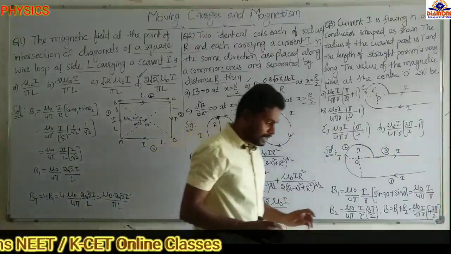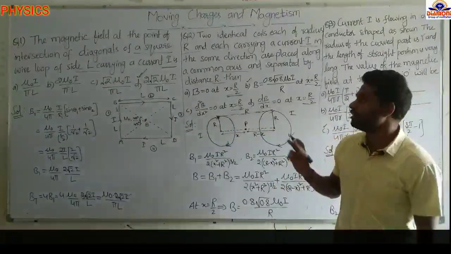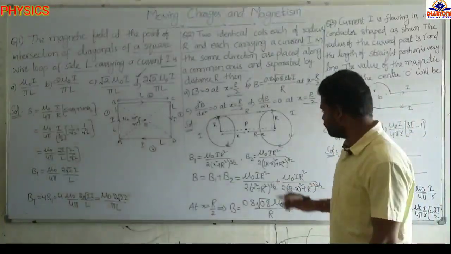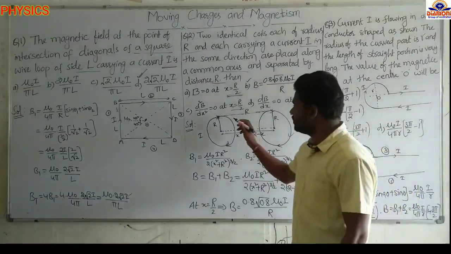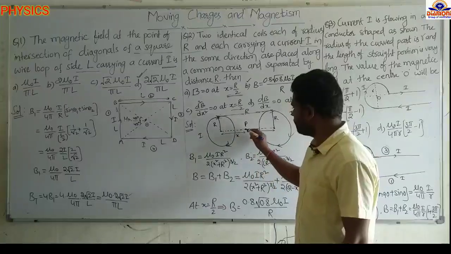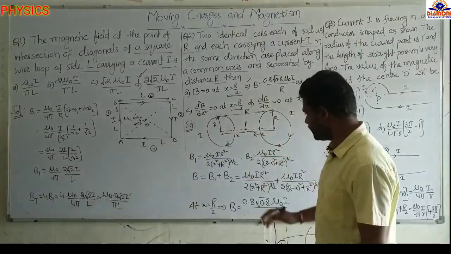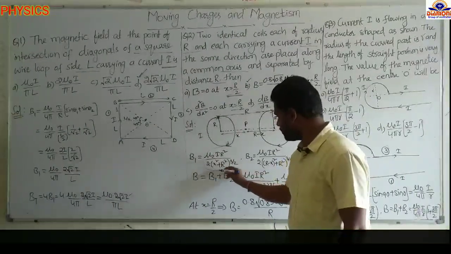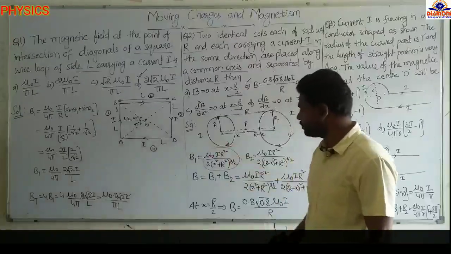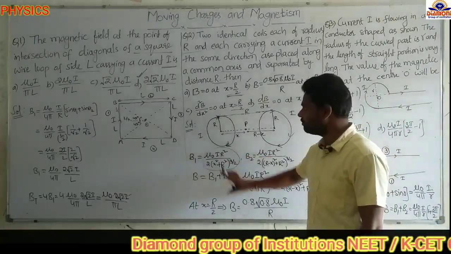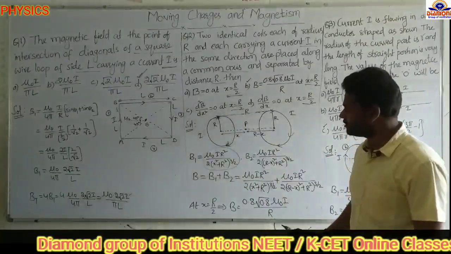Okay, so here I said already, in moving charges you have the standard formulas. If you remember the formula, then only you can do the problem. So the standard formula is, due to the circular coil at one point, the magnetic field is mu naught I R square by 2 into (x square plus R square) whole power 3 by 2. This formula you have to remember. If you remember, then only you can solve this problem.